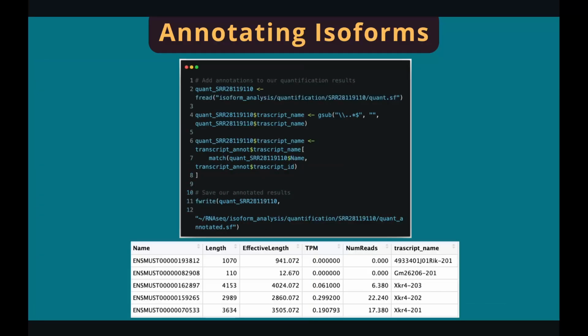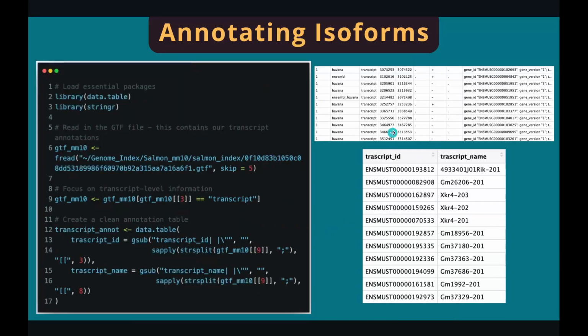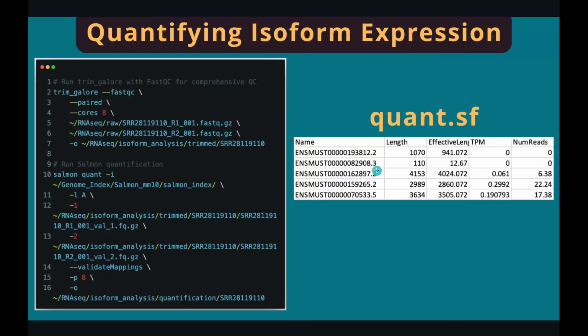So next, we're reading our quant.sf, the quantification table, and removing the version number, this dot something here in our original file, the .2, .3, this version number of the transcripts.